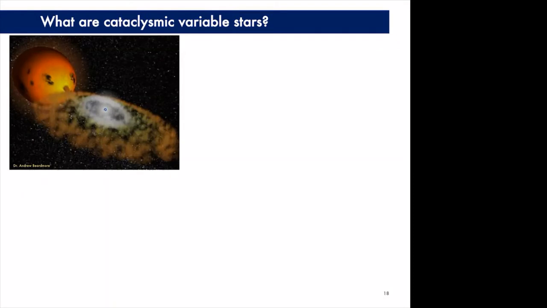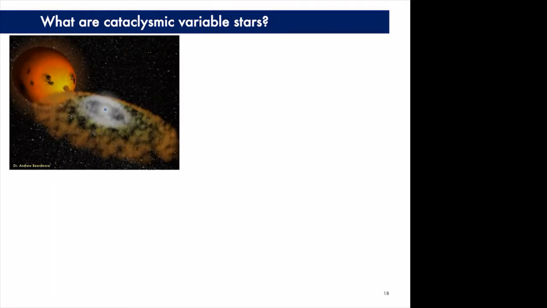CVs, like the novae, are binary stars. They contain a white dwarf in the center, the same as T did, and then a secondary star in orbit around it. And usually in cataclysmic variables, that secondary star is a red dwarf. And these are really compact systems. So the red dwarf and the white dwarf together typically would fit in the Earth-Moon orbit. So they are really compact binary stars.